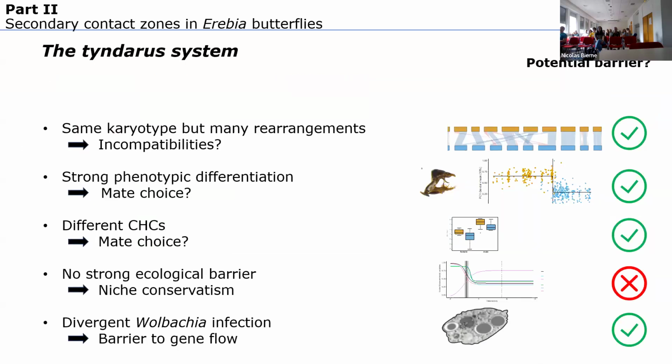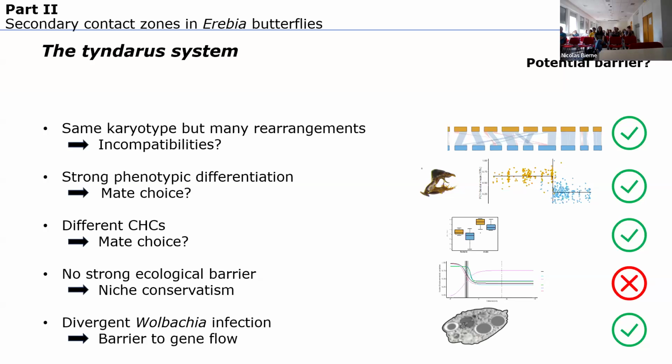So to give you an idea of what we looked into, we have a lot of rearrangements. They actually have the same karyotype, but it's this crazy example of many rearrangements that we see, which could be linked to incompatibilities. We have strong phenotypic differentiation, for example, male genitalia. So it could be linked to mate choice. They actually have strongly differentiated cuticular hydrocarbons, so they could potentially recognize each other. Nevertheless, they generate at times F1 hybrids. And they have a divergent Wolbachia infection.